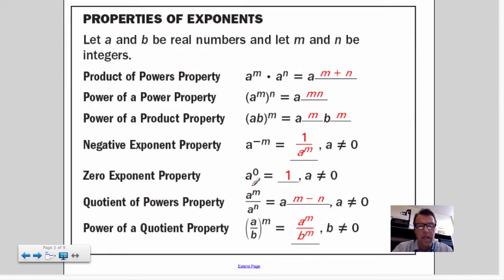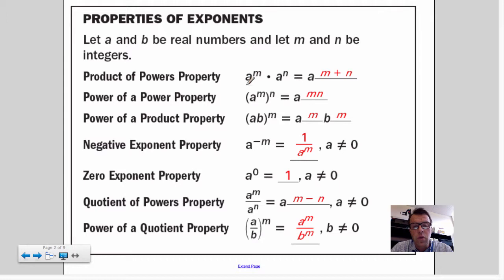So here are all the properties, and again, I'm assuming you've seen this, but I'd love to go through it again, in case it's been a while for you and you're a little rusty on it. The book's going to use all letters. I'm going to try to give you a few more concrete examples.